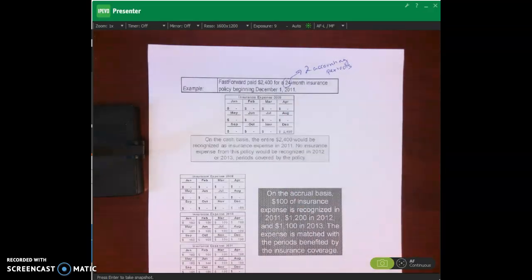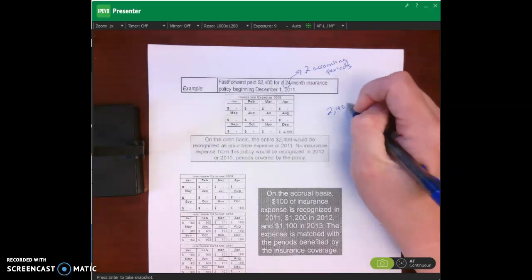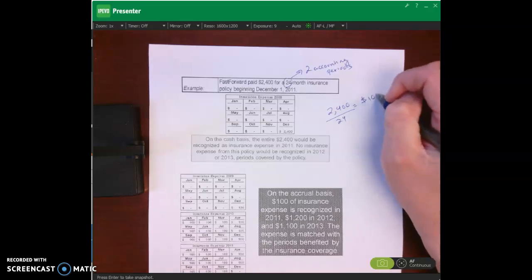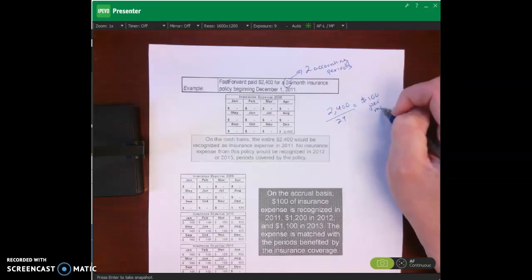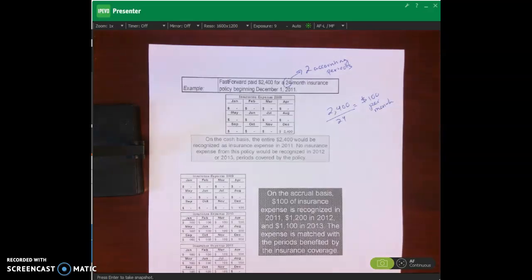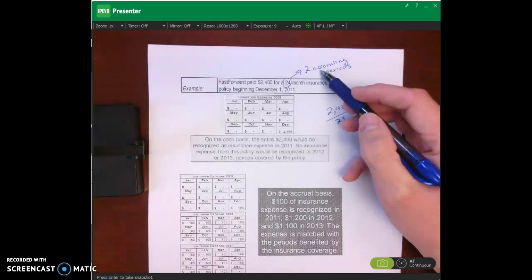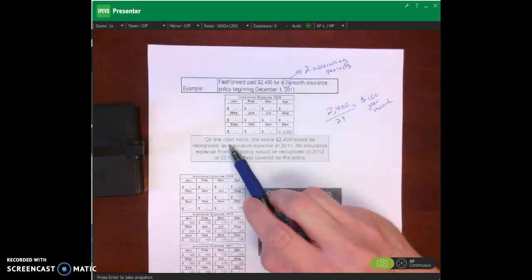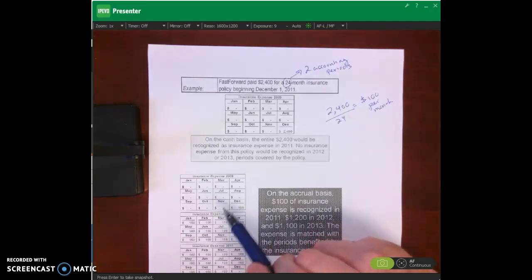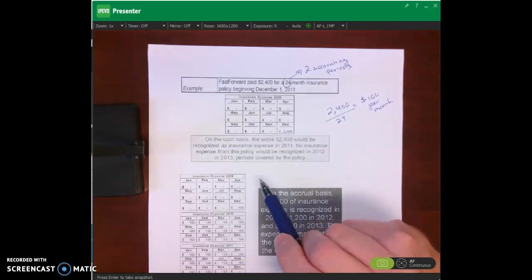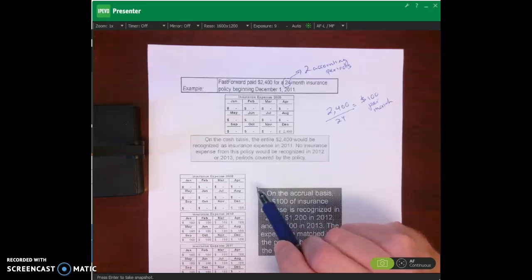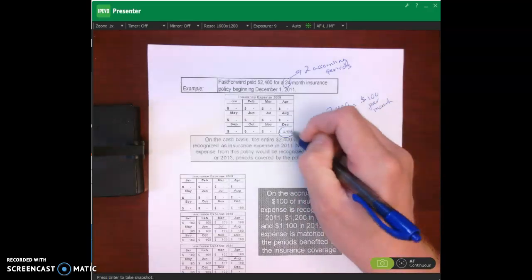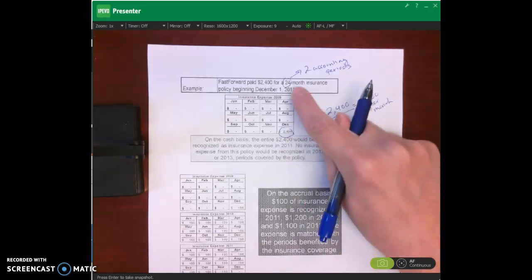So that means, if we take our $2,400 divided by our 24, that gives us $100 per month. You can look at it that way. The problem is, this crosses 2 accounting periods. If we look at this in terms of just cash basis accounting, we would recognize the expense in the period in which we paid the cash. So in terms of cash basis, this $2,400, all of that would be recognized in December of 2011.